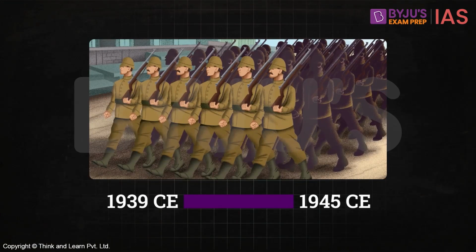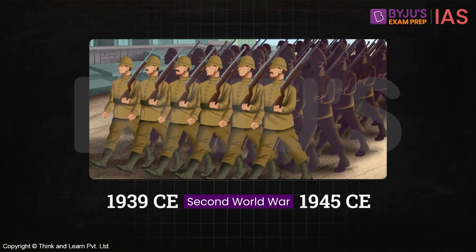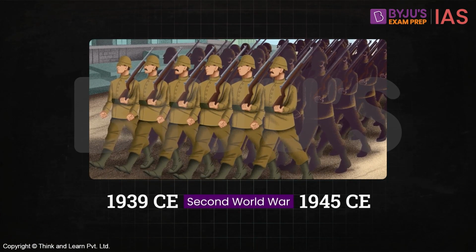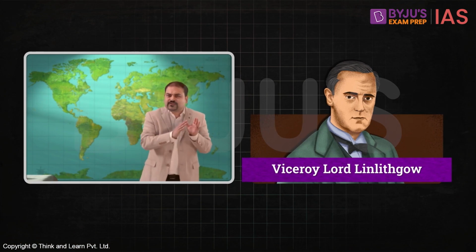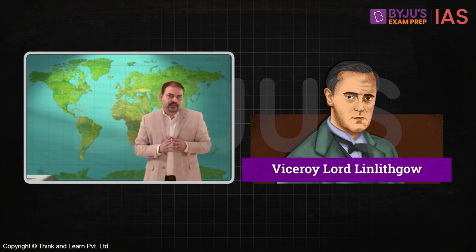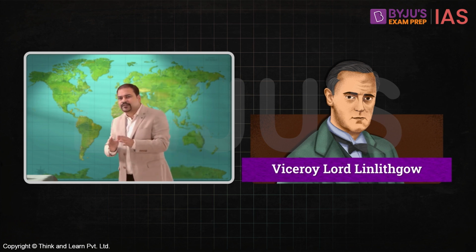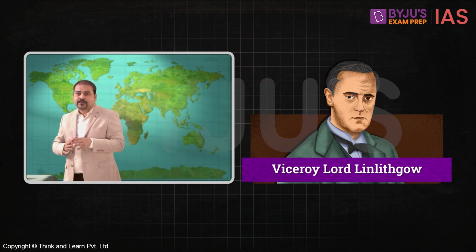On the outbreak of the Second World War, the British had declared India's support without consulting Congress. However, the Congress wanted to use this opportunity to secure complete independence. They had several discussions with the Viceroy Lord Linlithgow, but nothing proved fruitful. This resulted in members of the Congress resigning from the ministries.